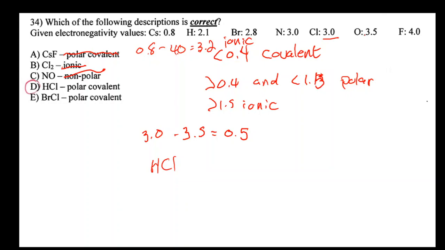If we look here, chlorine is 3.0 minus hydrogen, which is 2.1. That gives us a difference of 0.9, which is within the threshold for a polar covalent bond. So that one is correct. And then our last one, just to prove it's incorrect, BrCl is 2.8 and 3.0, so that's a difference of 0.2, so that would be considered a nonpolar bond. So polar covalent would be the inaccurate term for it, so that means your answer is D.